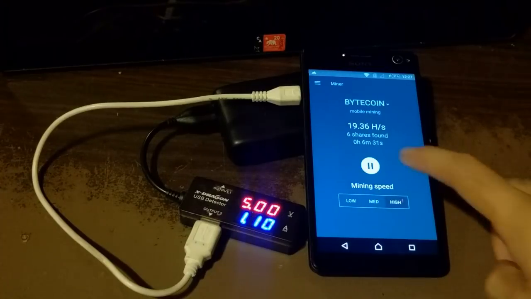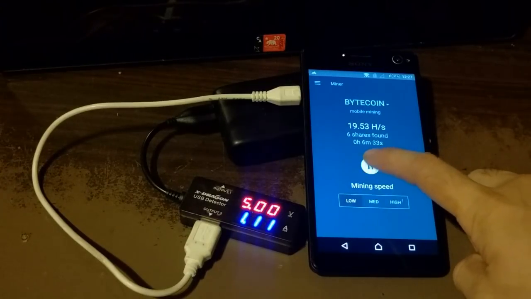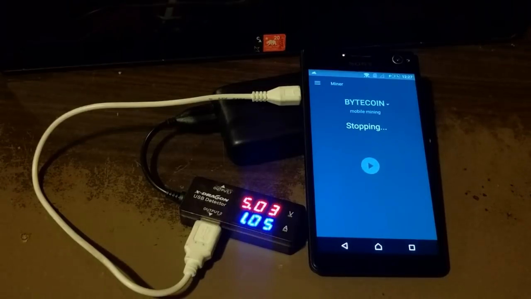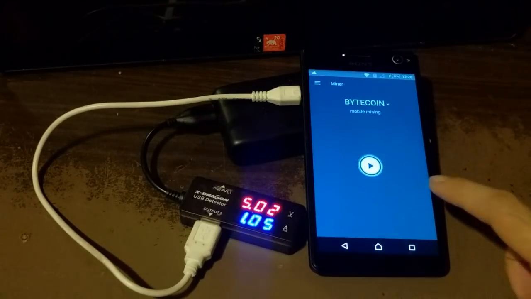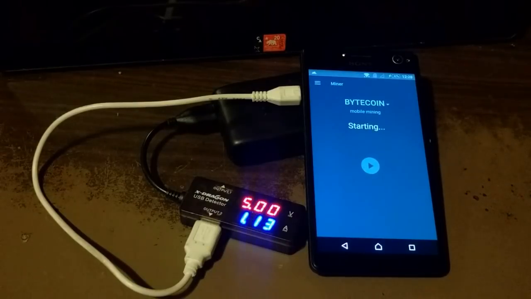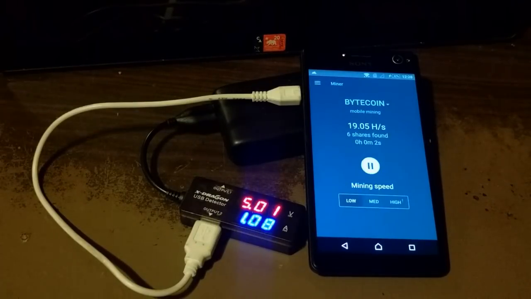So, to show you one more time, let's turn it on, off. And then you see the amps drop just a little bit. Now, let me kickstart it and you'll see the amps rise. And then it'll stabilize. Very little amperage really to run mining.